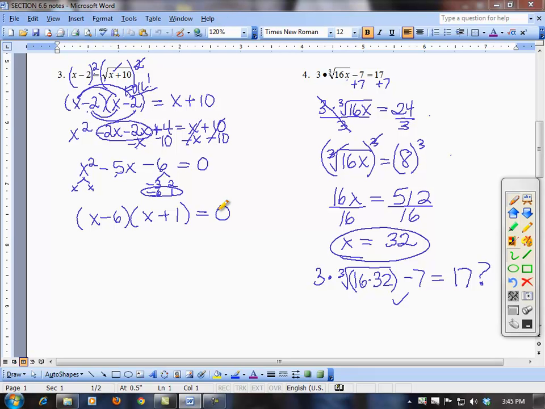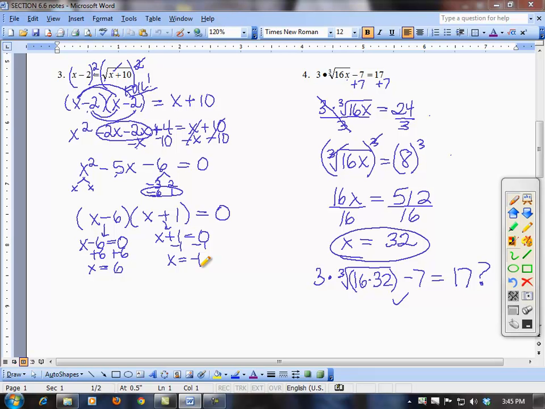Because it's equal to 0, we use the zero product theorem, which says I set each group equal to 0, and I solve. So therefore, in the first grouping, x equals 6. In the second group, I say x plus 1 equals 0, and I solve, and I get that x is negative 1.